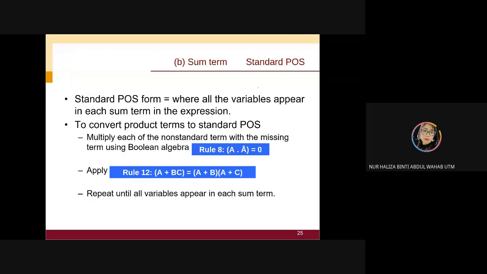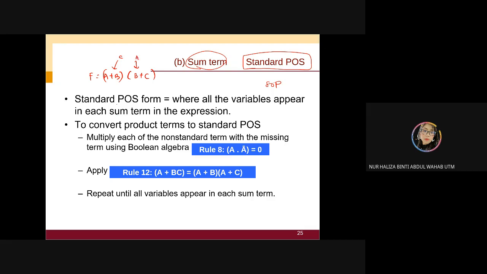Next, we're going to look into standard POS. For standard POS, similar to SOP, we need to have all variables in all sum terms. Let's say F equals A plus B, and then over here B plus C. So here is not standardized. Here also not standard, because this one is missing C, this one is missing A. So you need to do the standardization.